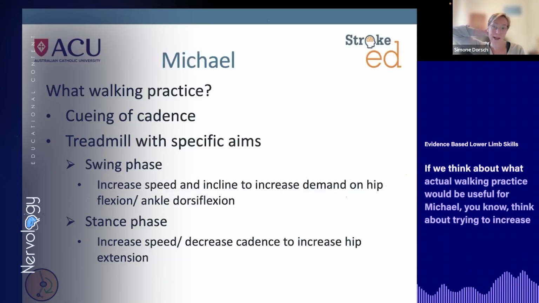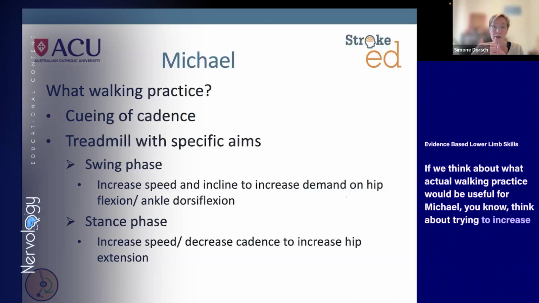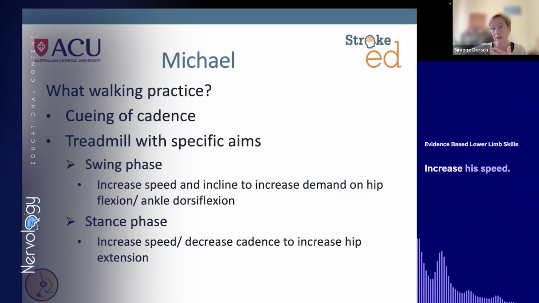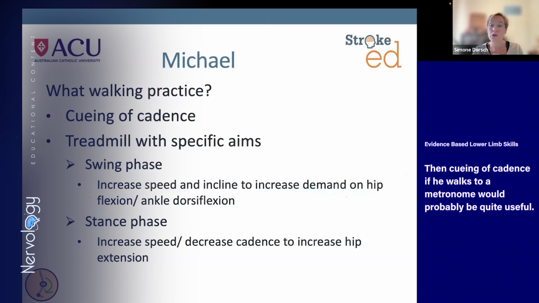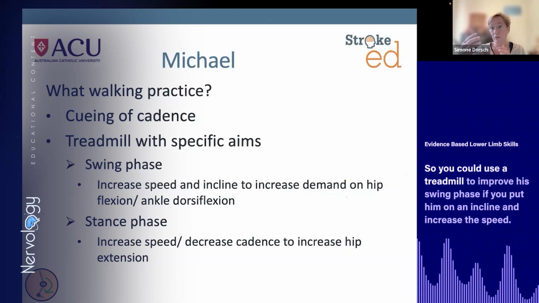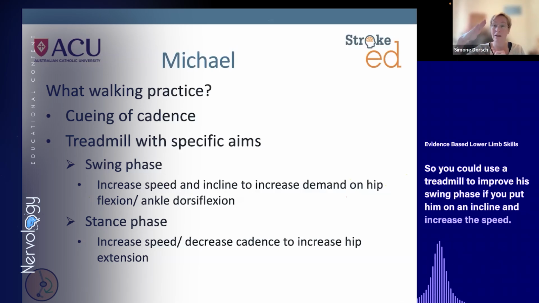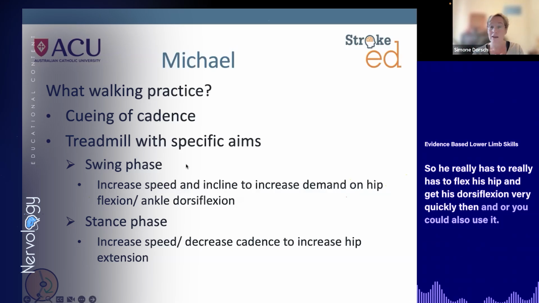If we think about what actual walking practice would be useful for Michael, we think about trying to increase his step length, increase his speed, then cueing of cadence. If he walks to a metronome would probably be quite useful. Using a treadmill, but maybe with two very different aims. You could use a treadmill to improve his swing phase if you put him on an incline and increase the speed. So he really has to flex his hip and get his dorsiflexion very quickly.